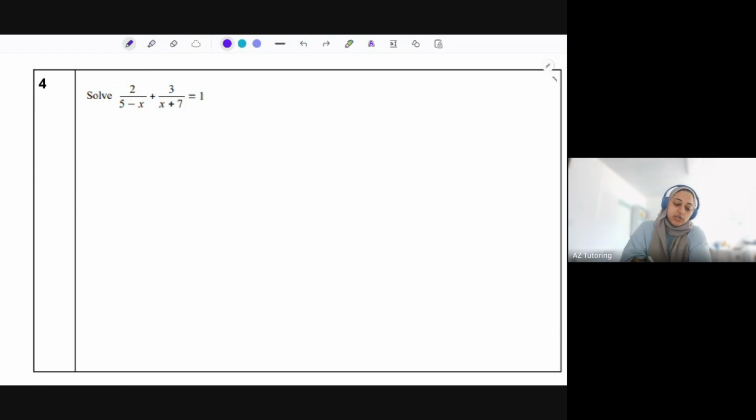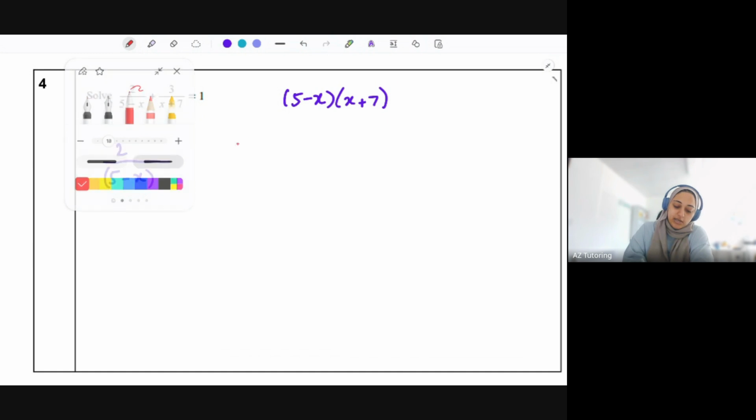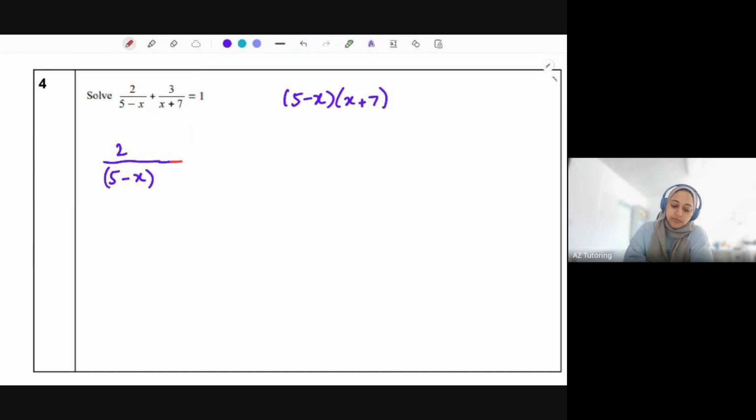So for this first one here, let me just write it out again. So 2 over 5 minus x. On the denominator, the only thing I can have that can be exactly the same is both of them brackets. So on the denominator, I'm going to try and get 5 minus x and x plus 7. That's what I want on the denominator for both of them. So for this first one then, in that case, I'm going to times the top and bottom by x plus 7 on the top and the bottom.